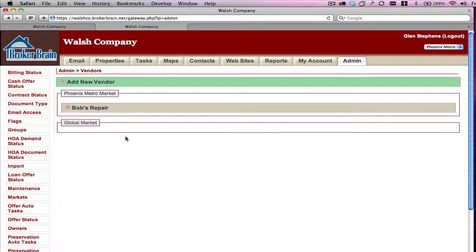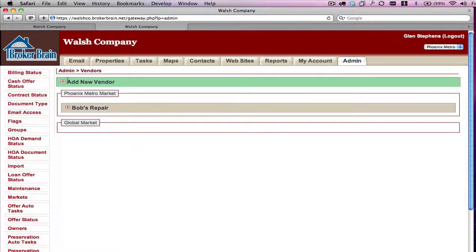Now, we also have what's considered a global market under the utilities and vendors section, and that allows us to define vendors or utility companies that may work or operate in both of the markets that we manage. So if you have a vendor that has multiple office locations in both cities, and the contact information is the same, and you use the same vendor or the same utility company in both markets, you can assign them to a global market, and anything in a global market will show up on any property that you populate within the system.